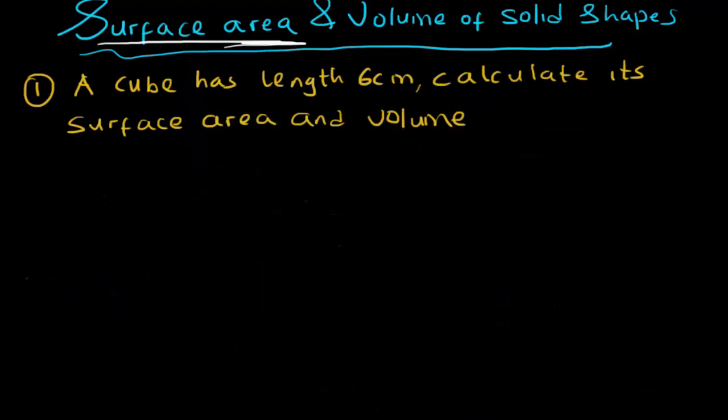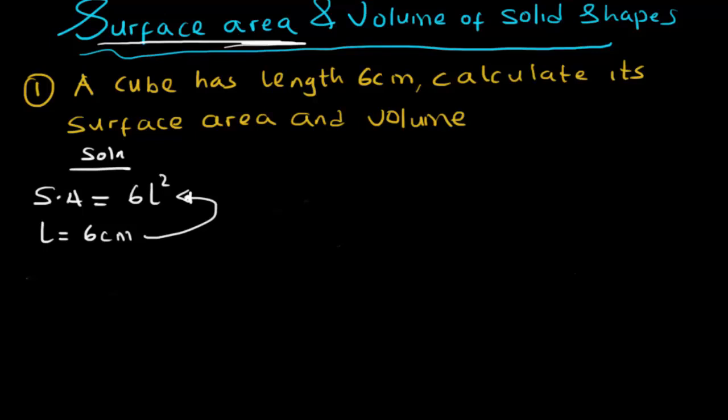A cube has length 6 centimeter. Calculate its surface area and volume. Now let's solve this. We'll first of all calculate the surface area. What's the formula for the surface area of a cube? We have 6L square. Now we know that length equals 6 centimeter. We put this into the formula. That means the surface area of that cube is 6 into bracket 6 square.